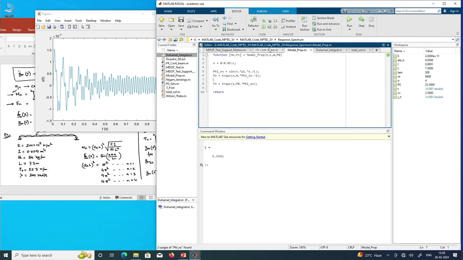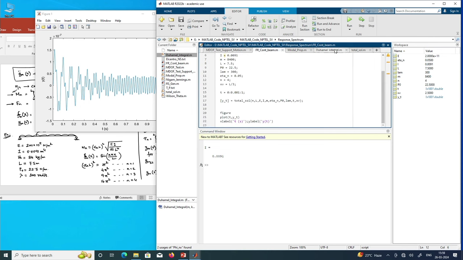Nevertheless, you can easily adapt this within this framework, and you can see we use the Duhamel integral again that we developed long back to find out the solution. So, we can have any arbitrary forcing function acting over the continuous beam, and then for that we can slightly modify this code and find out the total solution.